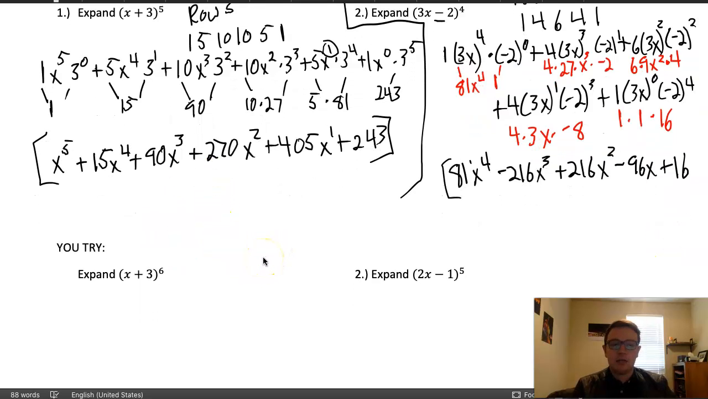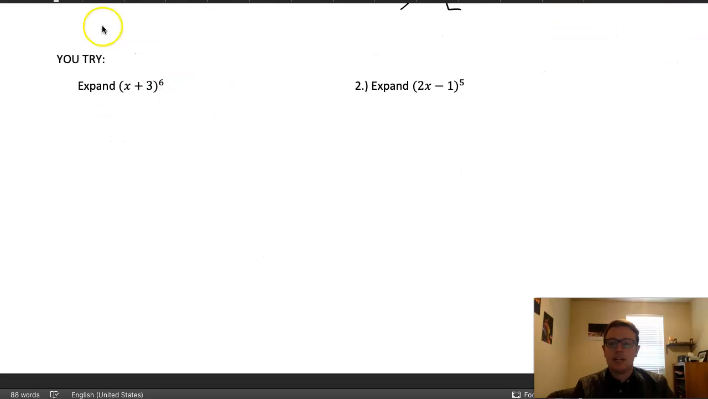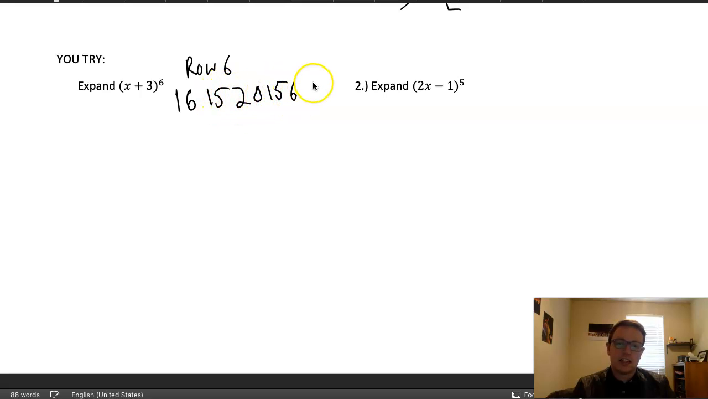Now let's go ahead and have you all try a couple. We're going to have you expand x plus 3 to the sixth. So which row should we be using for this? We'll be using row 6. And let's go ahead and figure out what the coefficients are for that. The coefficients for that, if you look to your Pascal's triangle, are 1, 6, 15, 20, 15, 6, and 1. So now go ahead and try to expand x plus 3 to the sixth and get it fully simplified. What is that value going to be?